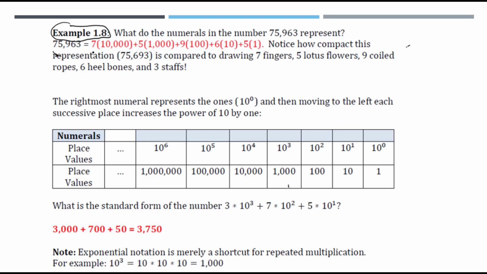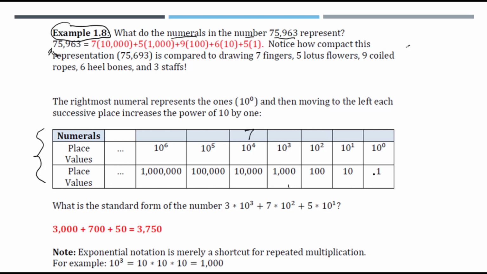Okay, so in this one, they're asking what the numerals and the number 75,963 represent. And they give them to you right here. So in other words, the numeral 7 represents the number 70,000. And here's our place value system, the one you know and love your whole life, right?